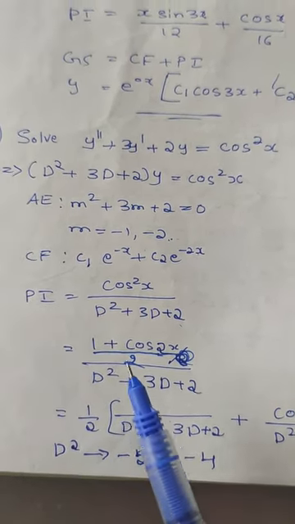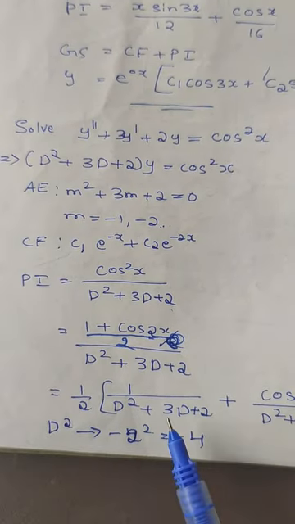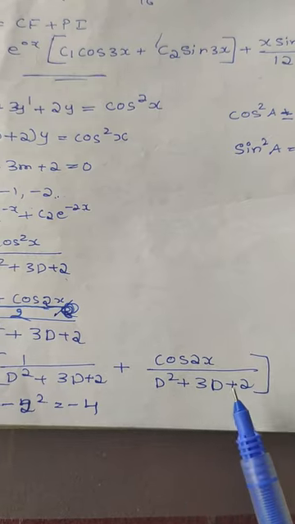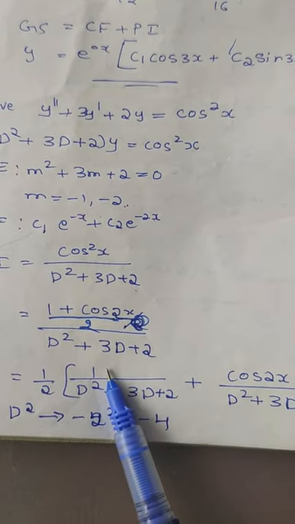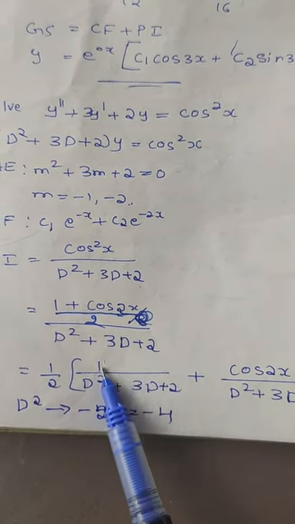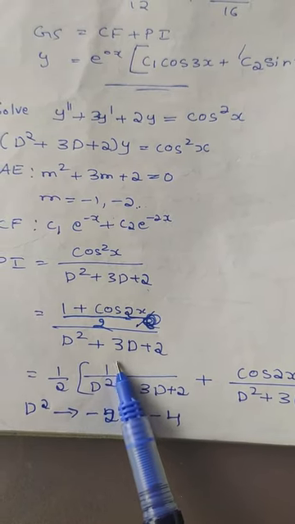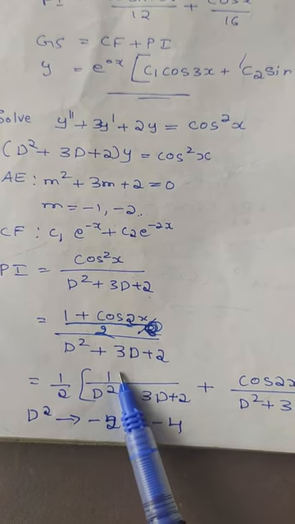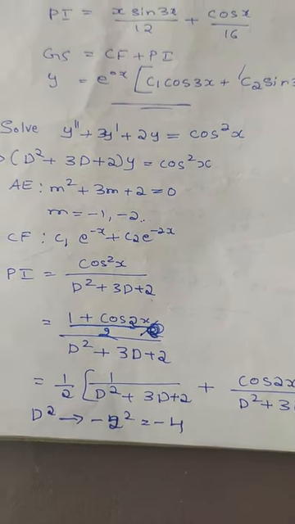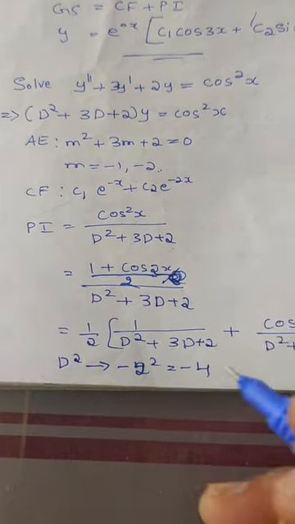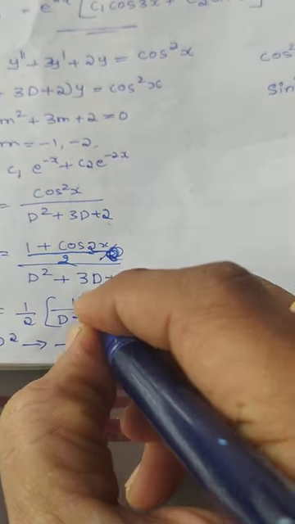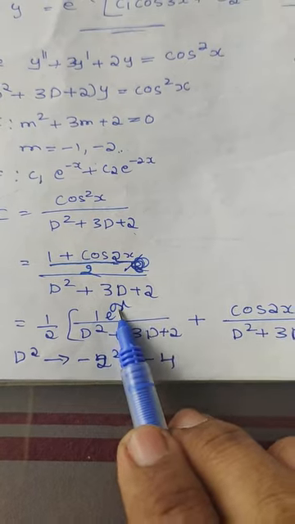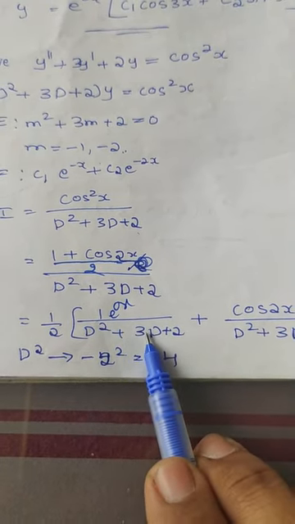Then we get first term is 1 by d square plus 3d plus 2. Second term is cos 2x divided by d square plus 3d plus 2. This one, first term is first type. See, if you have one constant term, write it in terms of exponential function. One can be written as e power 0x, 1 into e power 0x. Now replace d by 0, type 1.